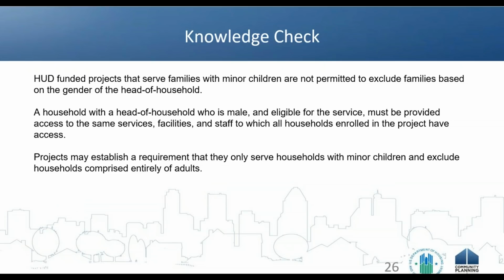This basically is the more formal language of everything I just said. If you serve households with minor children, you must serve all households with minor children. You can decide as a project that you are only going to serve households with minor children, and say to a household that presents, and this comes up where we have an adult child and a parent come for shelter to a family shelter, you could absolutely set a requirement that says we only serve households with minor children and exclude those comprised entirely of adults.